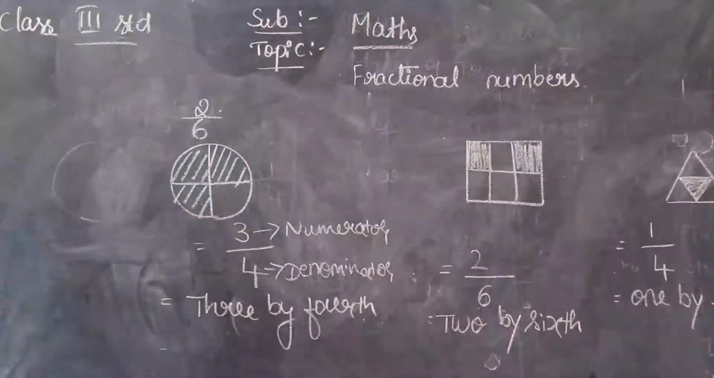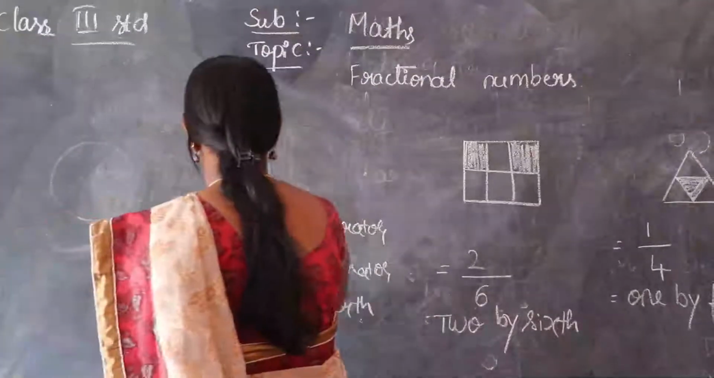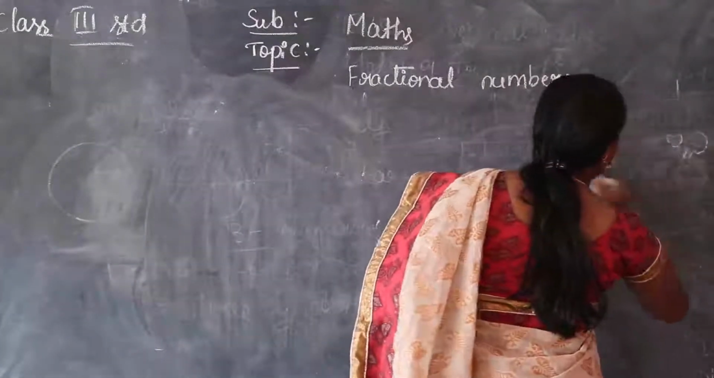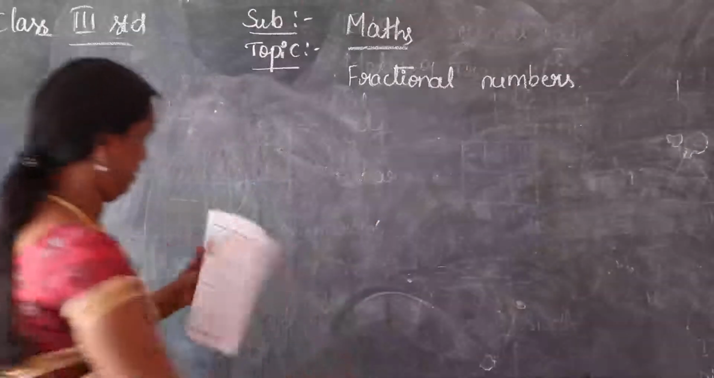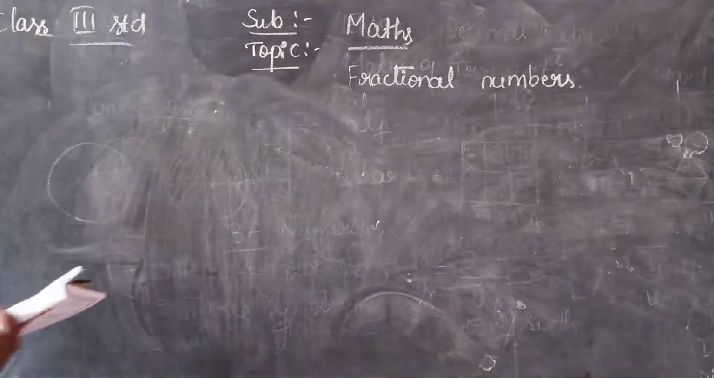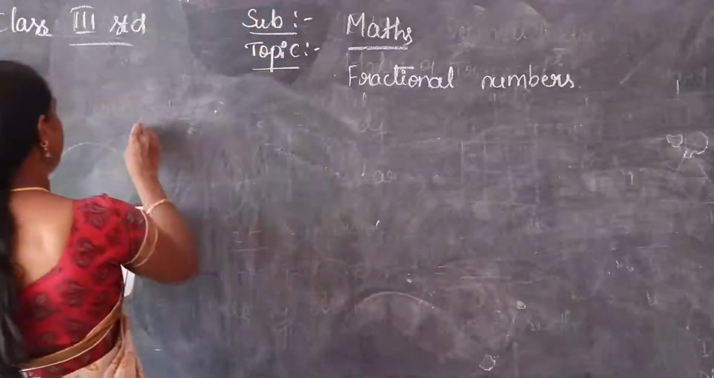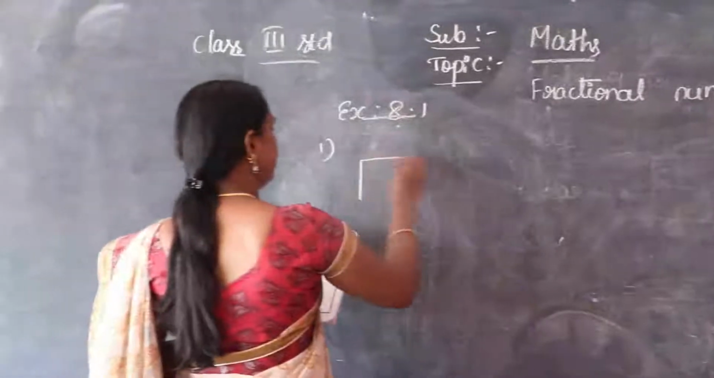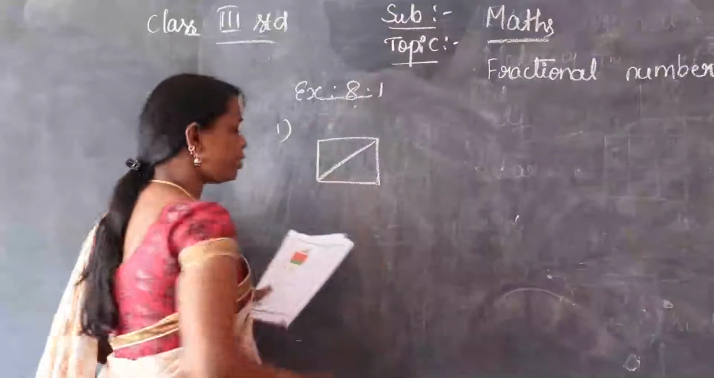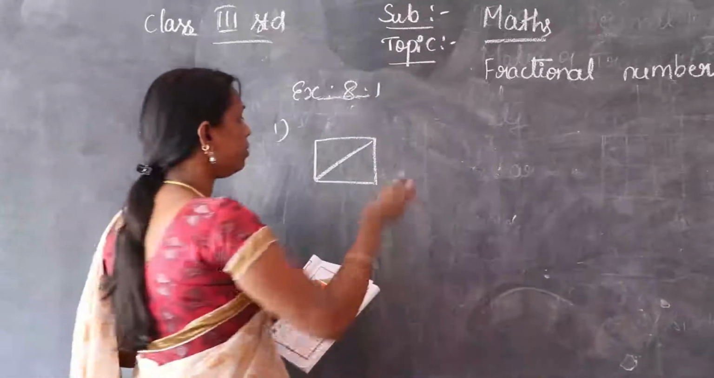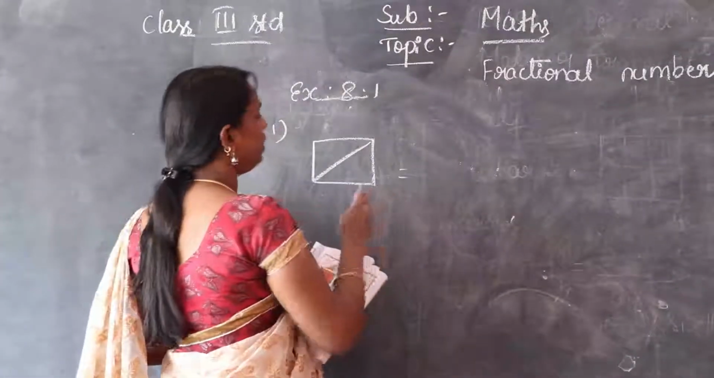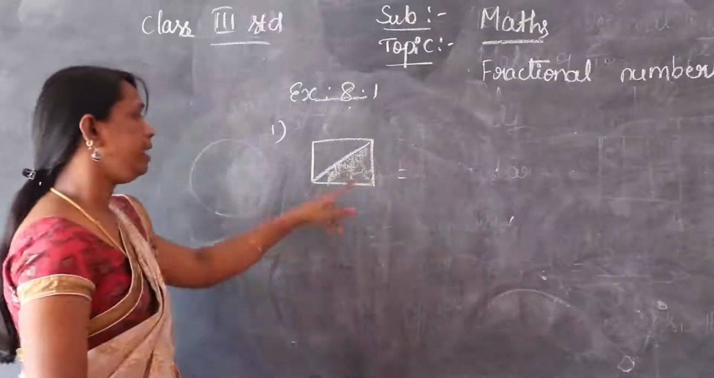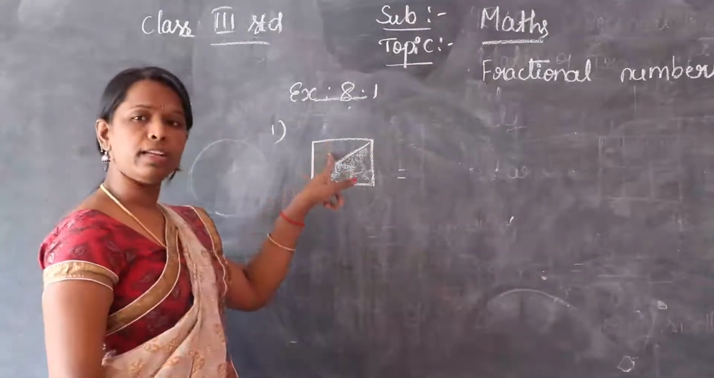And let us move to the next exercise, 8.1. Exercise number 8.1. Here, the first one. The unshaded part is half. So the shaded part is also half. The unshaded part is half, and the shaded part is also half.